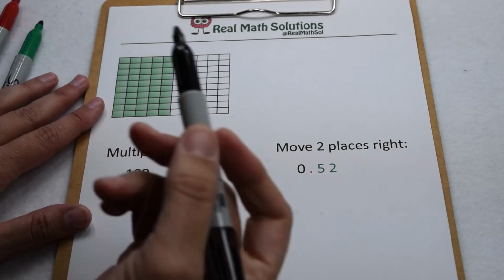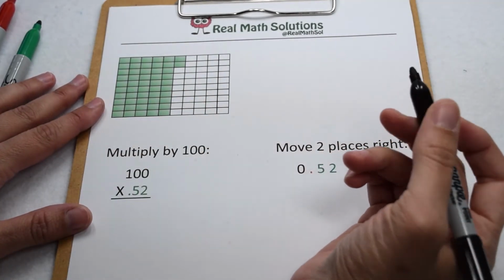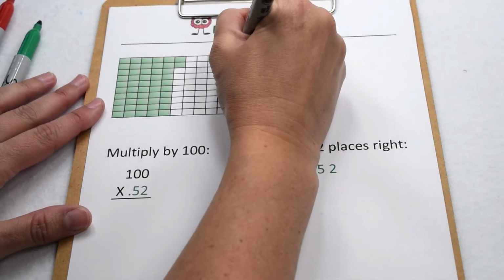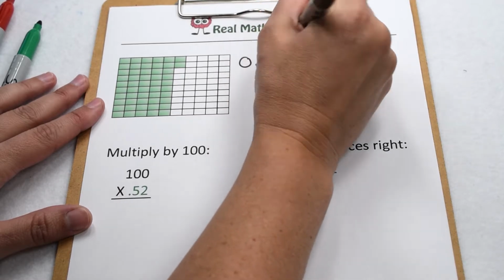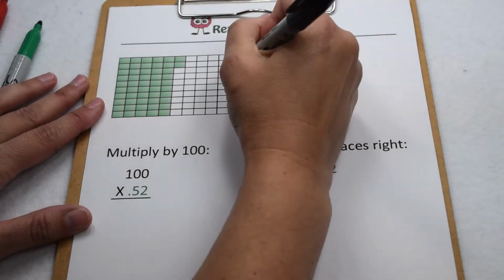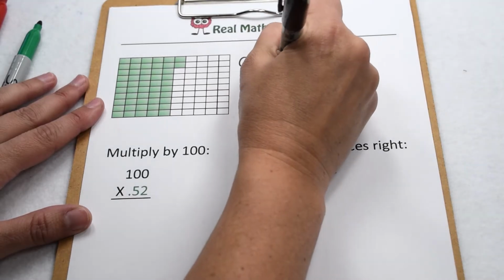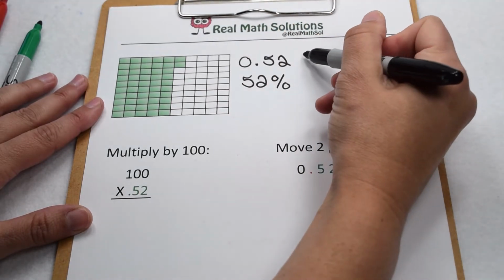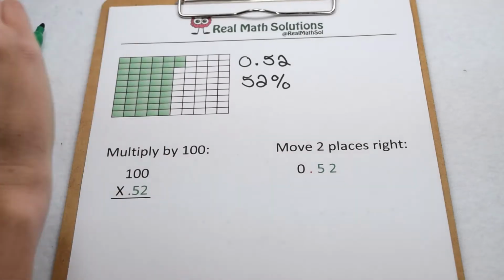We can use similar strategies to go the other way and change from decimals to percents. Here we can see we have 52 hundredths shaded. We can also see that in terms of percent, we have 52 parts out of 100, so that would represent 52%. So 52 hundredths as a decimal is equivalent to 52%.